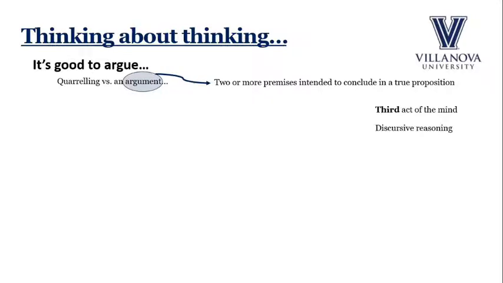We're at the 3rd act of the mind. This is called discursive reasoning, all right? So, true or false, as far as propositions, the 2nd act of the mind, the terms, exact, ambiguous, and so forth. 3rd act of the mind, discursive reasoning, and we're only going to be talking about validity or invalidity, and soundness or unsoundness. And that's going to be a little odd for you, because you can have a valid argument that's unsound.